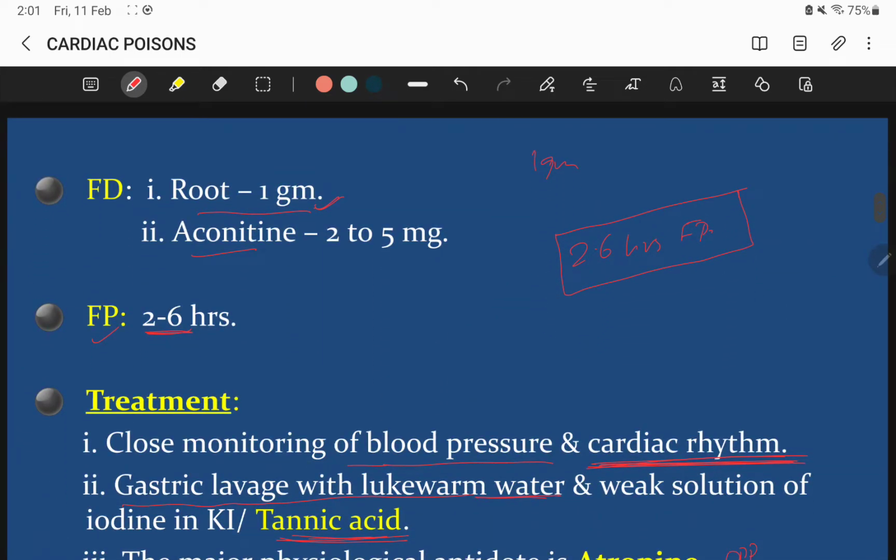The fatal dose of the root of aconite is 1 gram, very easy to remember, but of aconitine it is 2 to 5 milligram. The fatal period is 2 to 6 hours. That is very important.